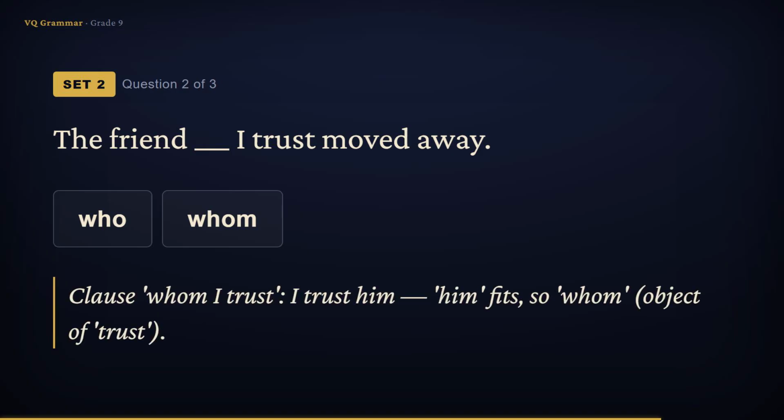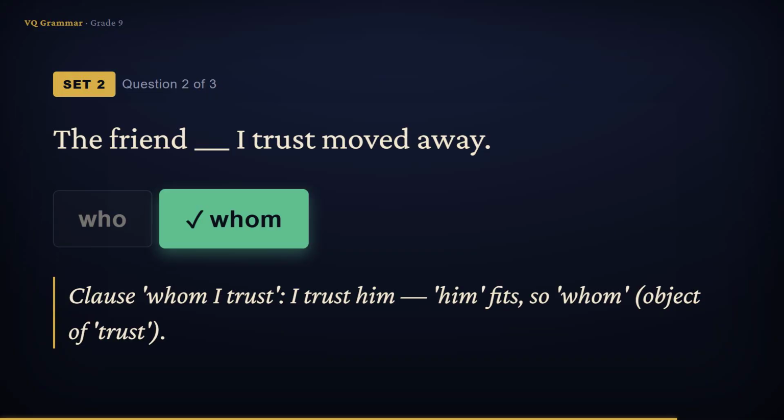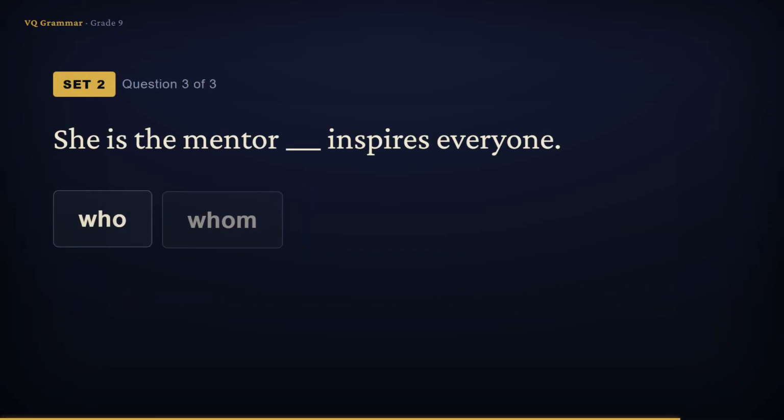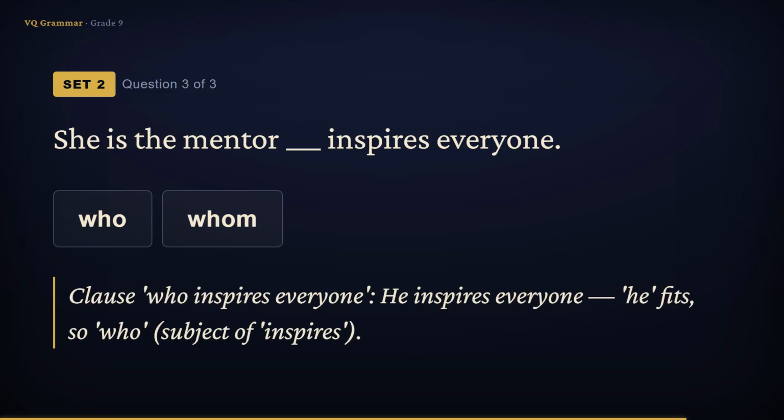The friend blank, I trust, moved away. Pull out the clause. Blank, I trust. Test inside. I trust him. Him fits, so we need the object word. The answer is whom. She is the mentor blank inspires everyone. Isolate the clause. Blank inspires everyone. Test inside it. She inspires everyone. Or he inspires everyone. He fits, so it's the subject.